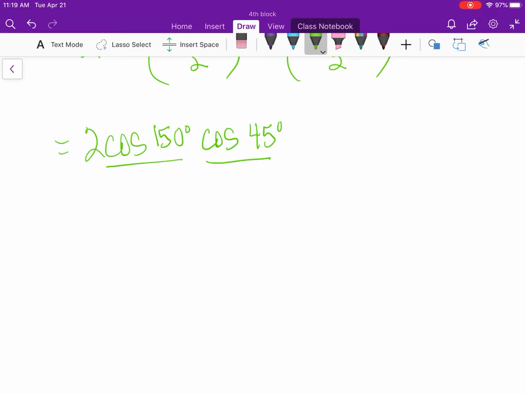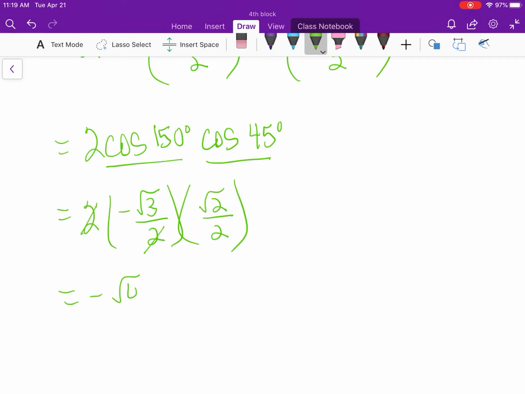And you can do that because both of those angles are angles on the circle. So at 150, you want to know your x value. Okay, well that's going to be radical 3 over 2, and then it's negative because you are in quadrant 2, and cosine would be negative there. Then at 45 degrees, your x value is radical 2 over 2. That one's in quadrant 1, so it stays positive. When I multiply these out, my 2's cancel here, so I have negative radical 6 over 2.